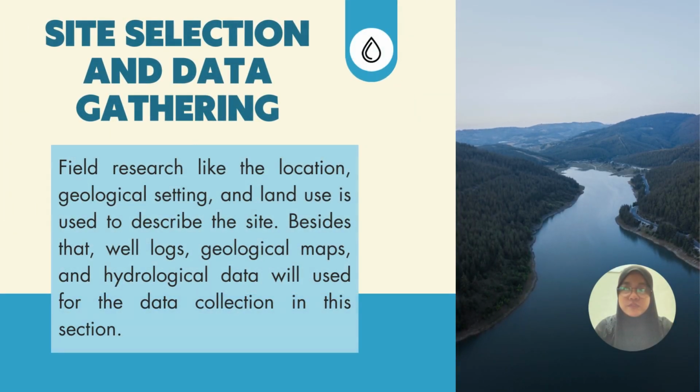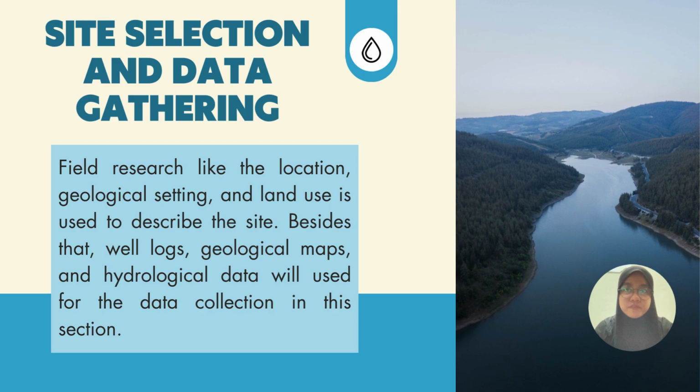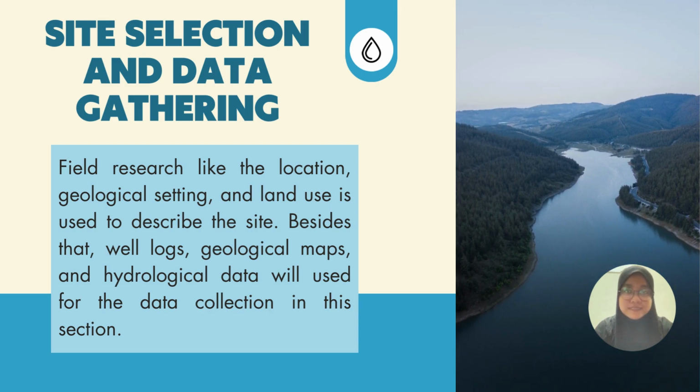I will continue with the site selection and data gathering. This chapter explains the site selected for conducting this study. Field research, like the location, geological setting, and land use, is used to describe the site. Besides that, well logs, geological maps, and hydrological data will be used for the data collection in this section.